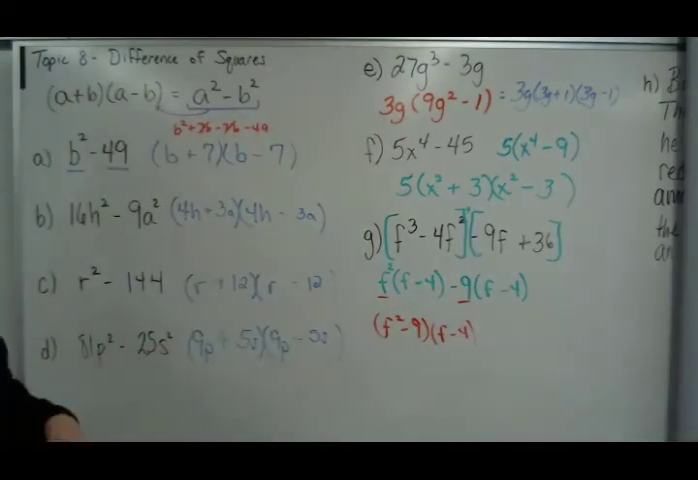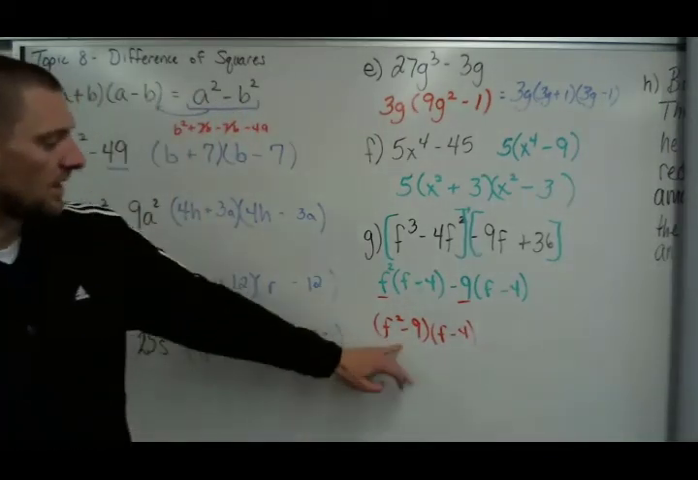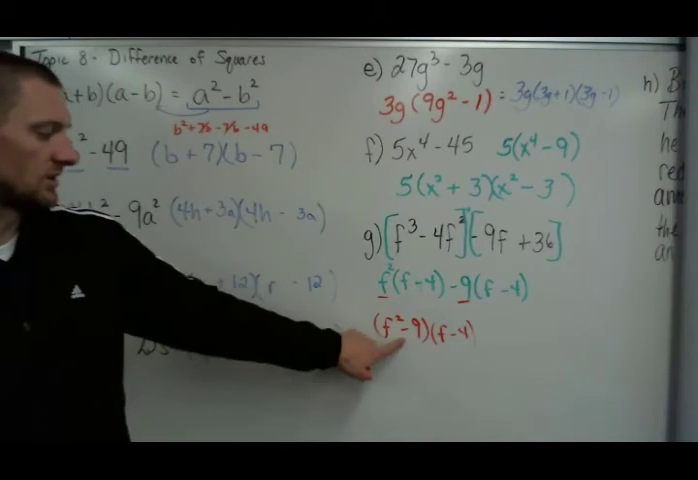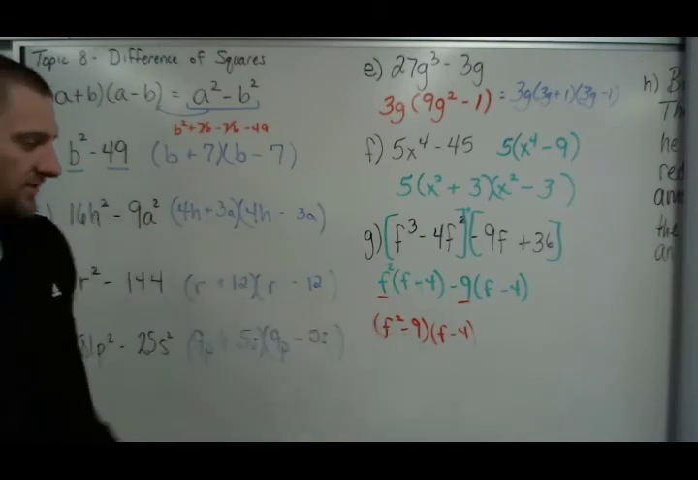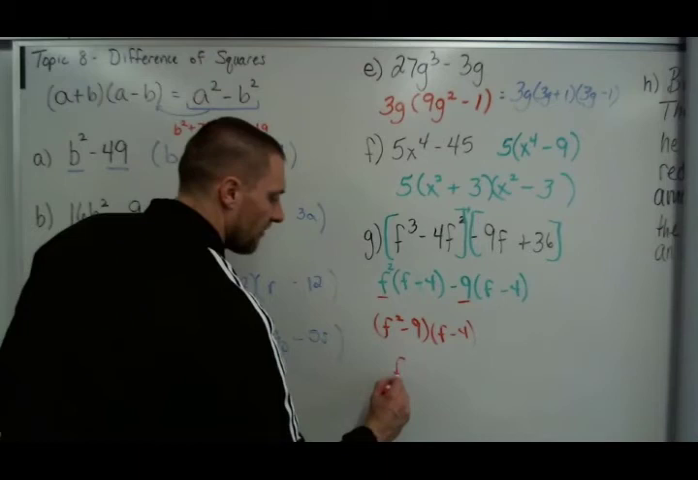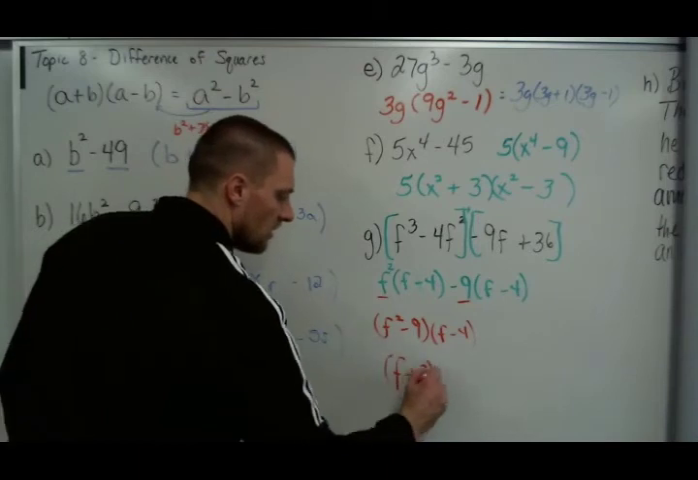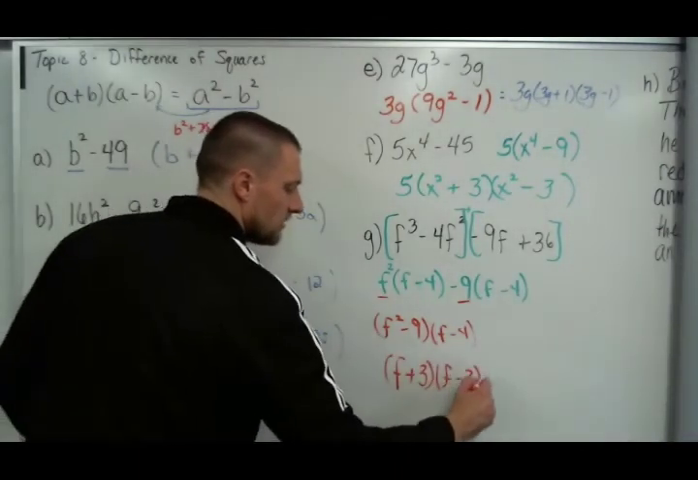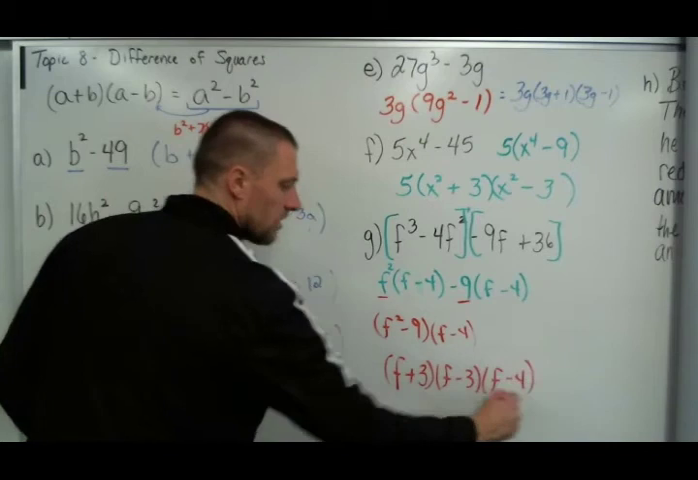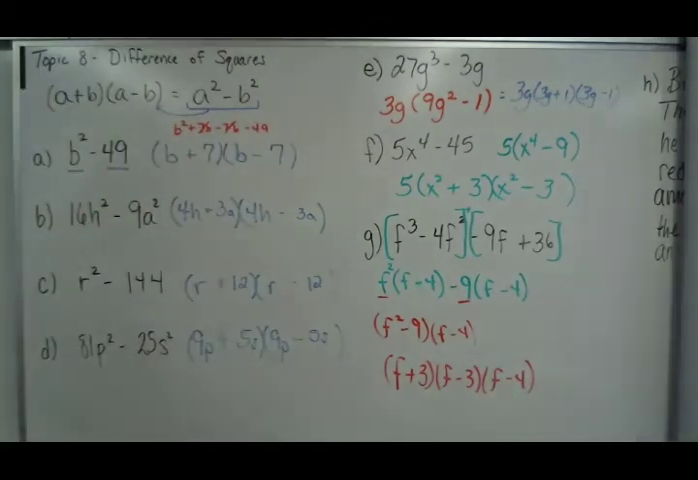Now, the extension from the previous section comes here. This is now 2 perfect squares separated by a minus sign. That's the difference of squares. So you've got f plus 3, f minus 3, and f minus 4, and now that is your final answer.